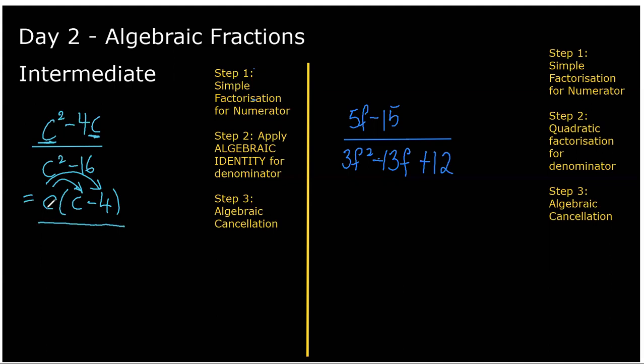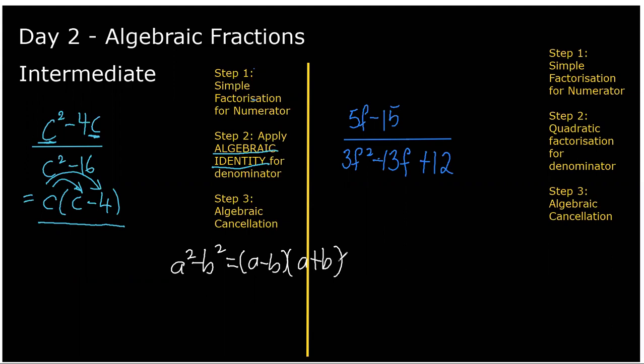The denominator c squared minus 16 is actually an algebraic identity. There are altogether 3 algebraic identities to get ourselves familiar with or memorize if you can. What I call algebraic identity 3, AI3, is this one. So it looks something like that. A squared minus B squared gives me open bracket A minus B, close bracket, open bracket A plus B, close bracket. This is how it looks.